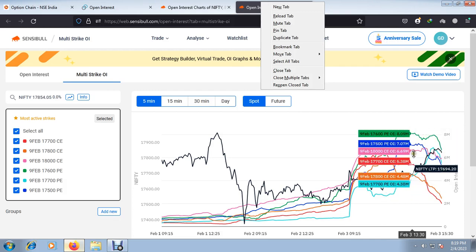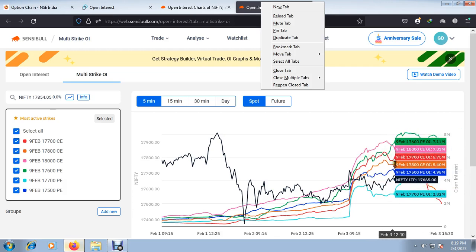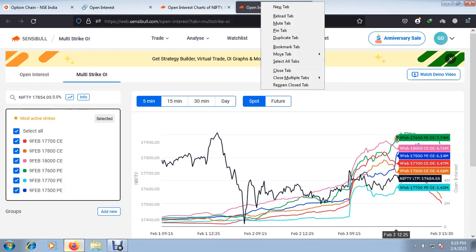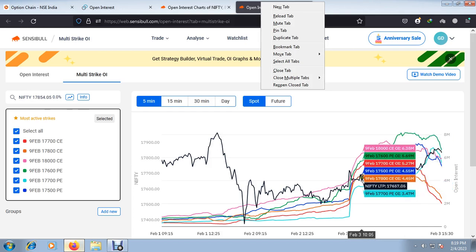This red one came down, this one also came down, and this green and the blue one started to go up. This 17700 PE means the put writing has started to increase, and that's why the market started going up. So seeing this graph also, it is very easy to understand what is going on in the market, who is taking control.